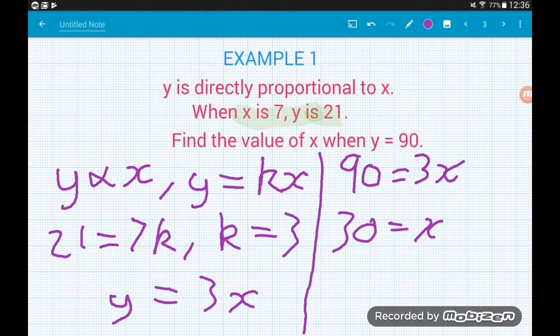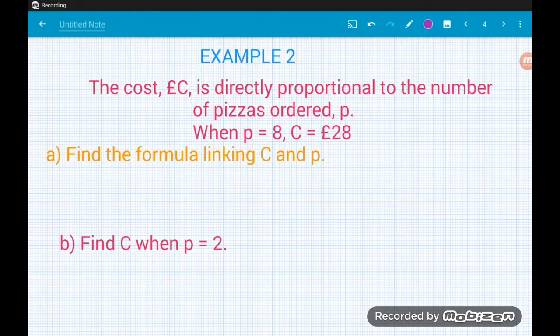We do very often get given word problems. That's what we're going to take a look at now, a few of those. Okay, example 2. So the cost, £C, is directly proportional to the number of pizzas ordered, P. When P equals 8, C is equal to £28. Now we want to find the formula linking C and P.